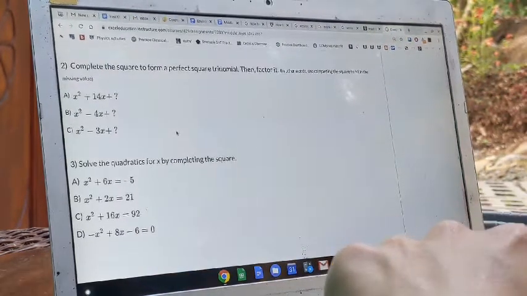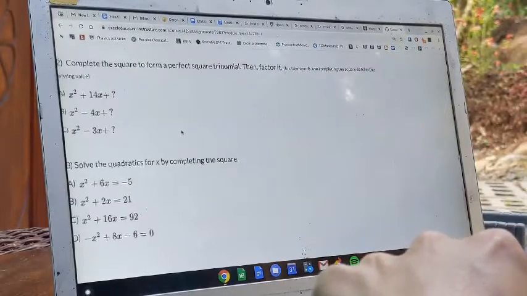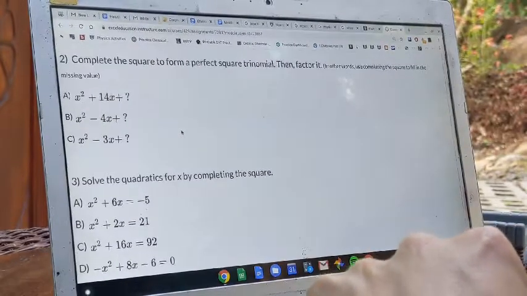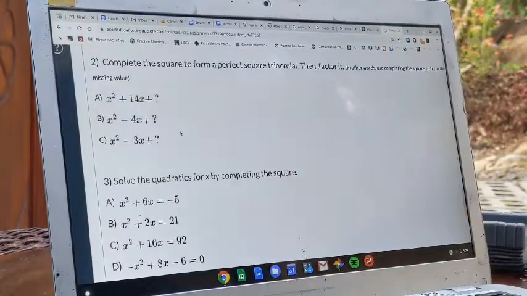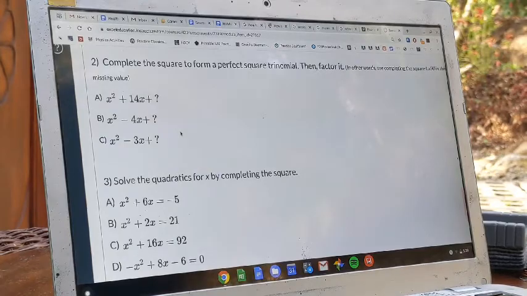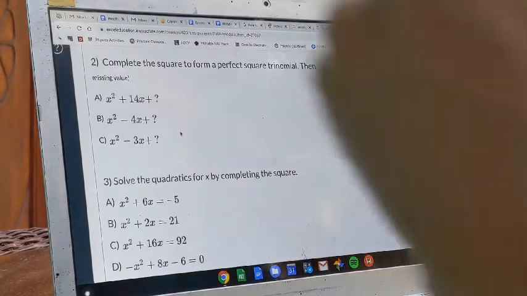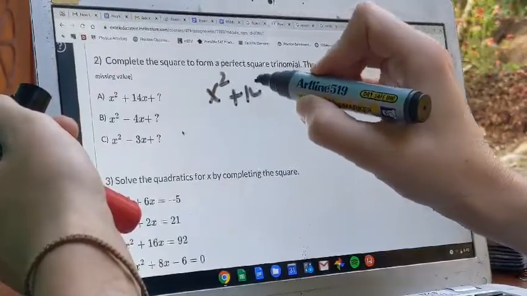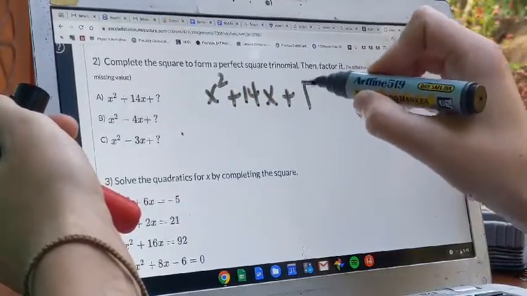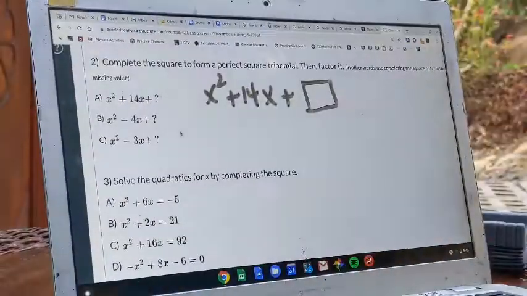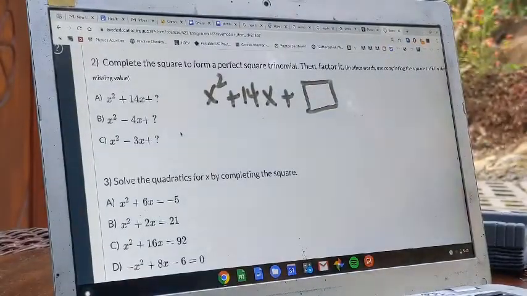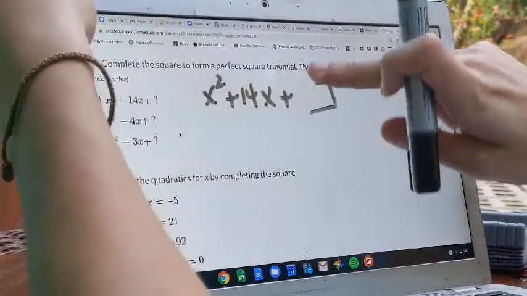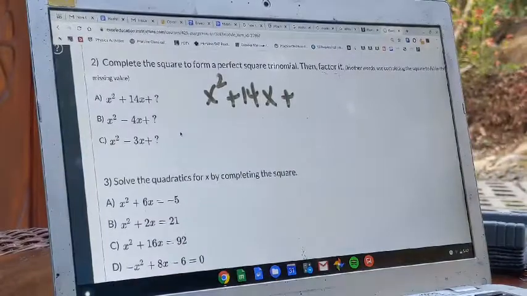Number 2: complete the square to form the perfect square trinomial and then factor it. Let's go really slowly. Generally speaking, when I do these problems, you can think of this in two ways. Let me write this large: x squared plus 14x plus, and I put a box here for the square. You don't have to; it's up to you if you like that or not.